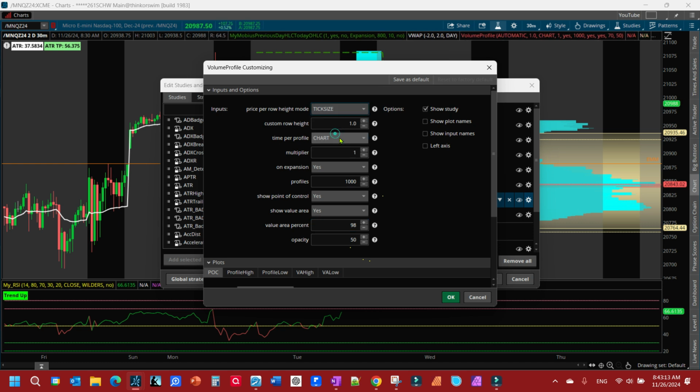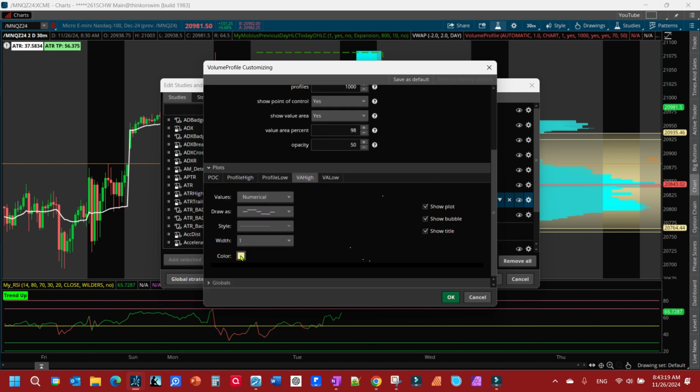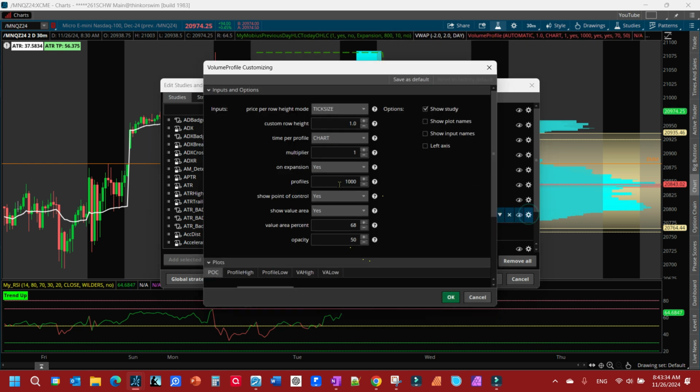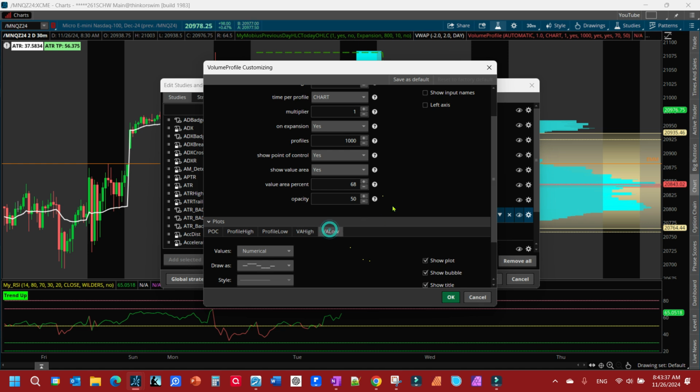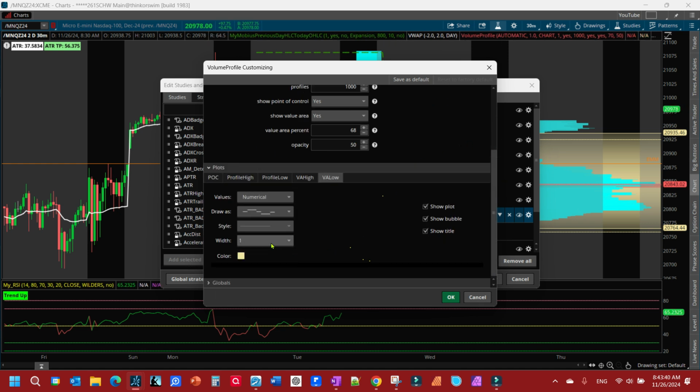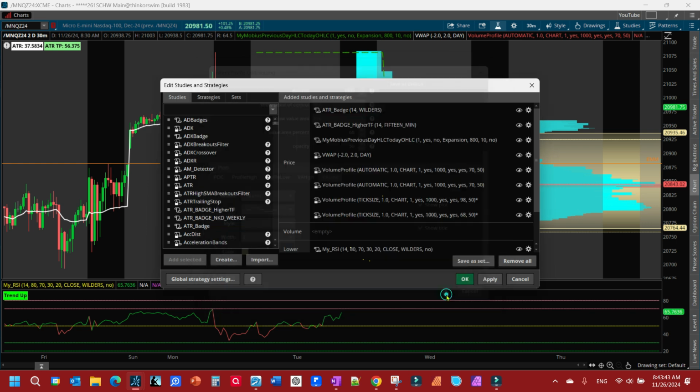And we're going to go to tick size. We're going to leave this setting at chart. On expansion, we're going to leave it yes. But we're going to change the colors here so we'll know what we're looking at on the chart. Let me go ahead and change this to 2, so it shows up a little bit better. And we're going to click OK. And let me change this one here to 2 as well. Value area high, value area low. And let me get these little dots off here. There we go.